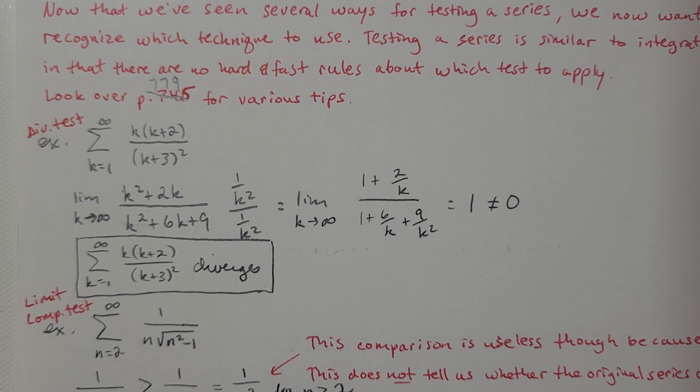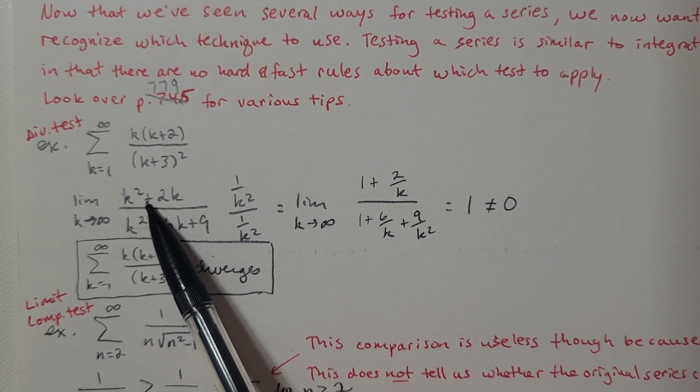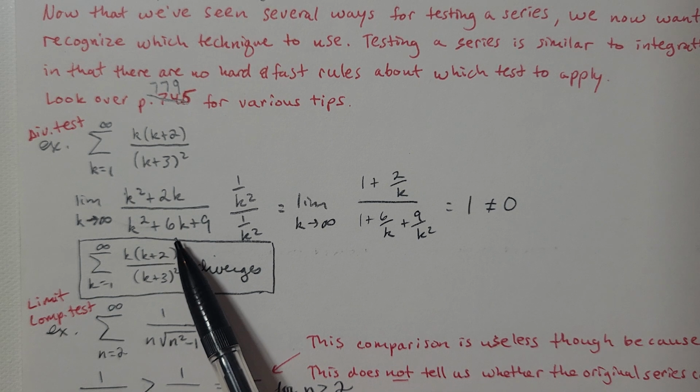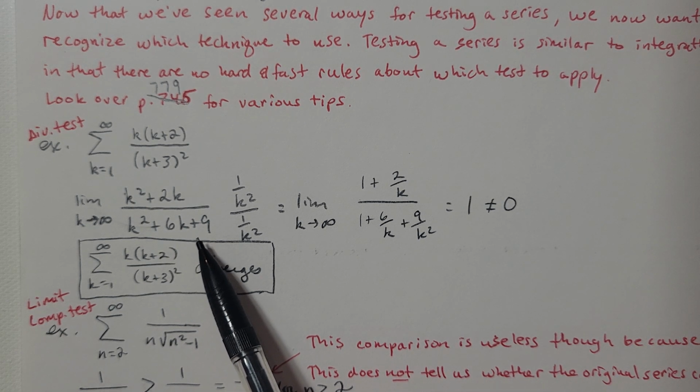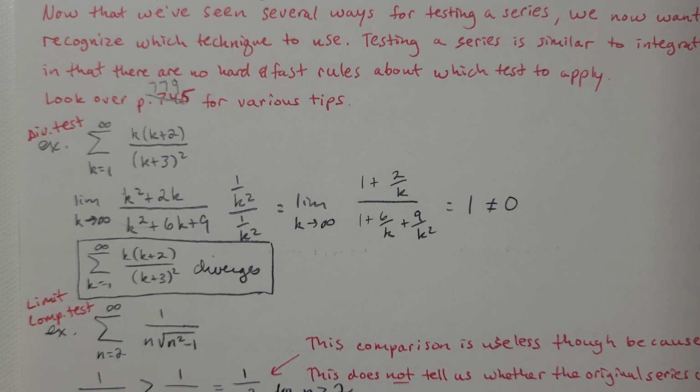So I guess the next thing that I'd want to think of is maybe this is a divergence test type situation. Okay, so if the limit as k approaches infinity of the sequence k squared plus 2k divided by k squared plus 6k plus 9 is not 0, then I know that the series diverges.